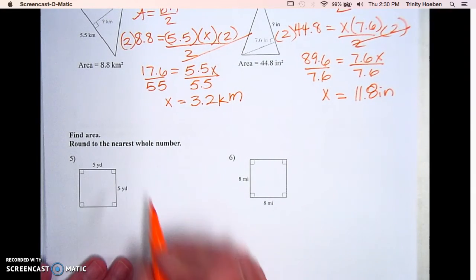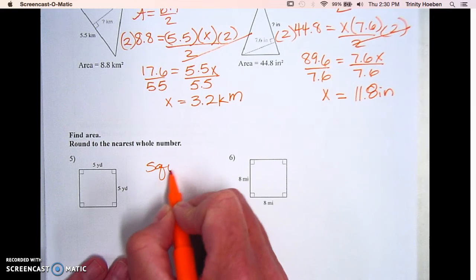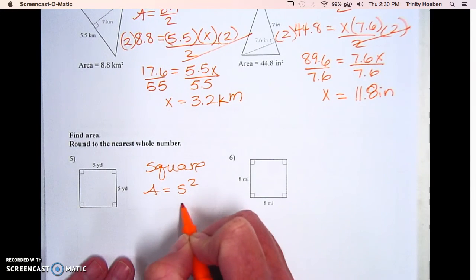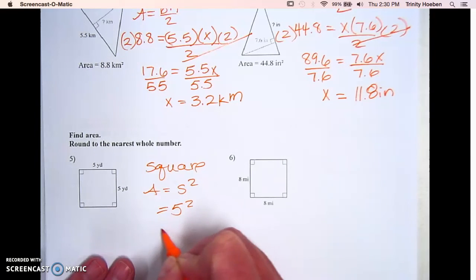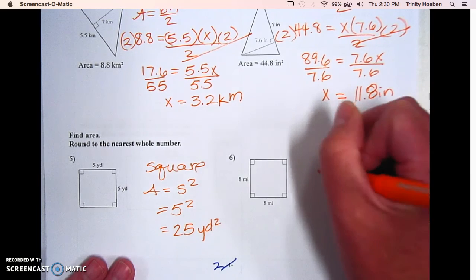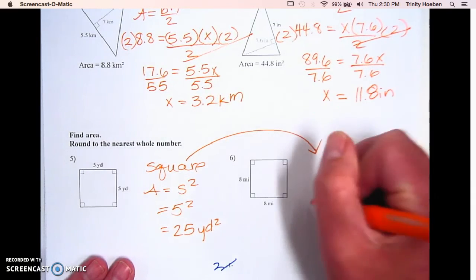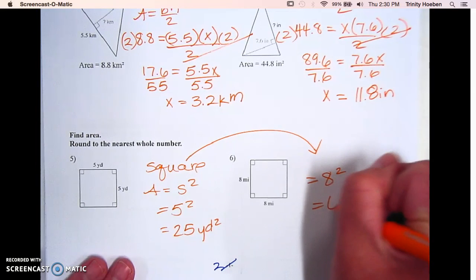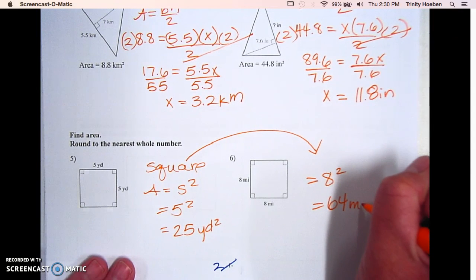Number 5 and 6 are super easy. Hopefully you recognize these both as squares, and the area formula for a square is side squared. So we plug in a 5 and we square it. We get 25, and this one is in yards squared. Same figure over here, same formula, so we're simply going to plug in the side of 8 and square it. So we should get 64 miles squared.